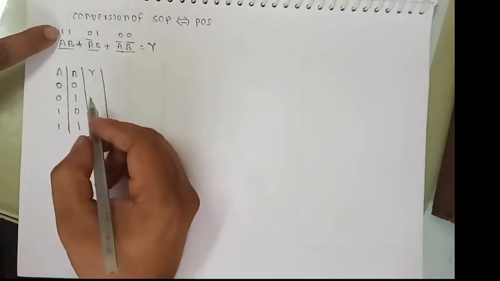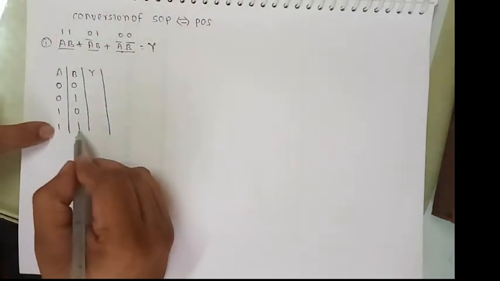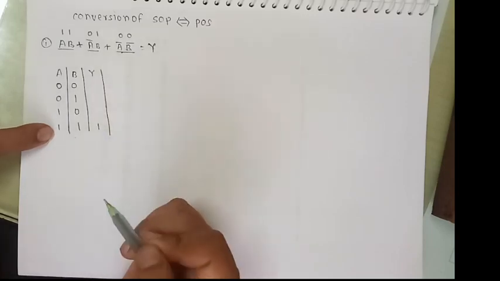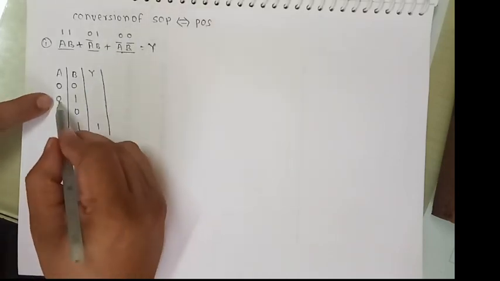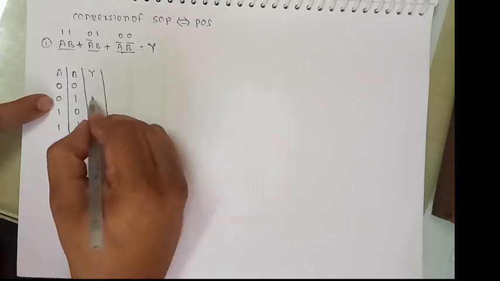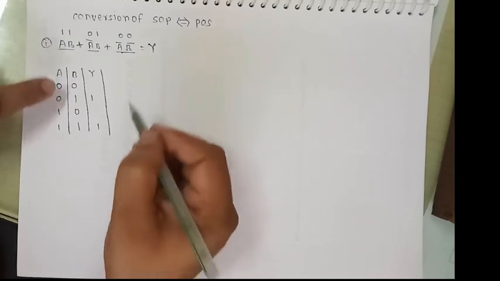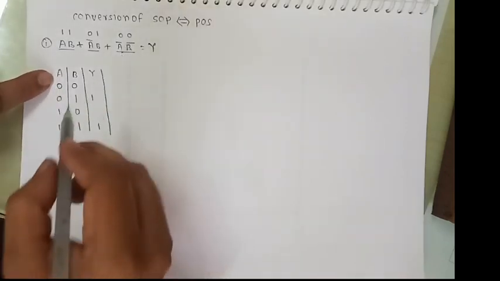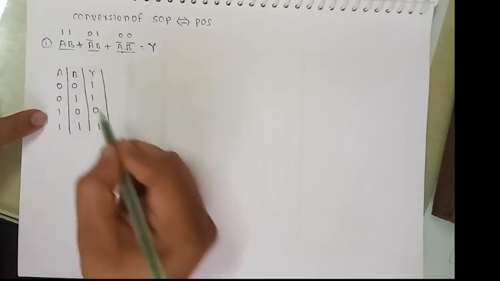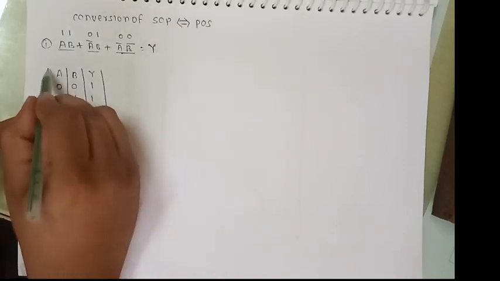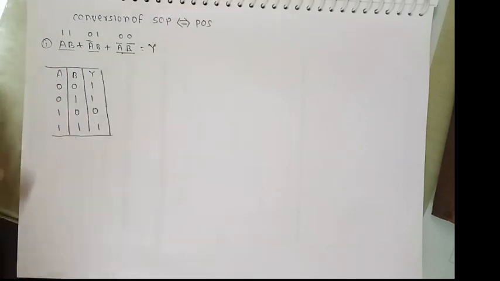So for these cases we write Y equal to 1. The first case, 1 1, is the last row, so the output is 1. The second case, 0 1, also gives output 1. For 0 0 the output is also 1, and the remaining case is 0. This is the truth table for the given equation.